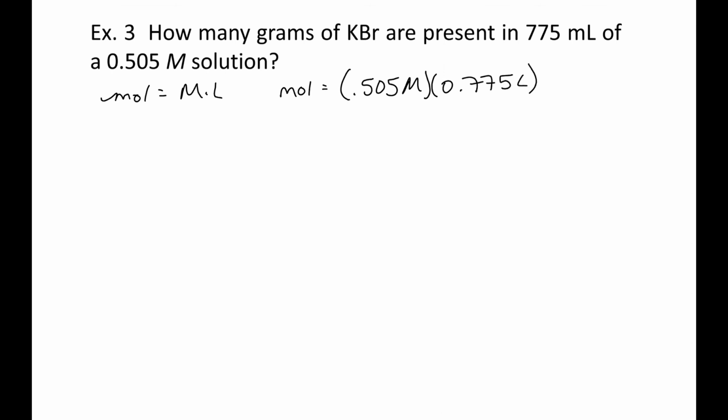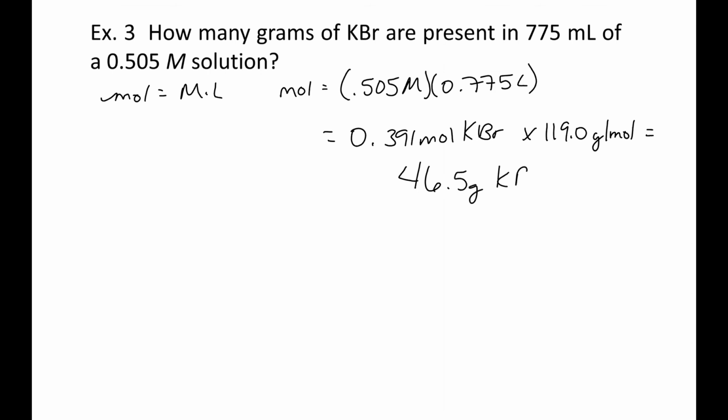So we divide by 1,000, which is the same as moving the decimal 3 places to the left. When I do this, I get 0.391 moles of KBr. But that is not what we want. We're going to multiply by the molar mass of KBr, K plus Br, and we get 46.5 grams of KBr present. Okay?